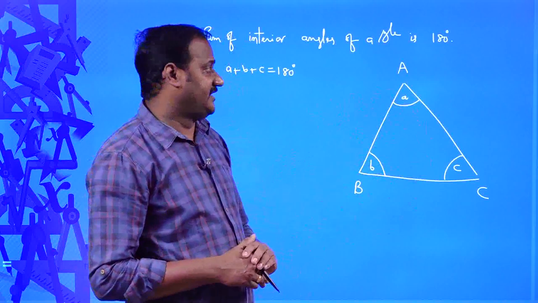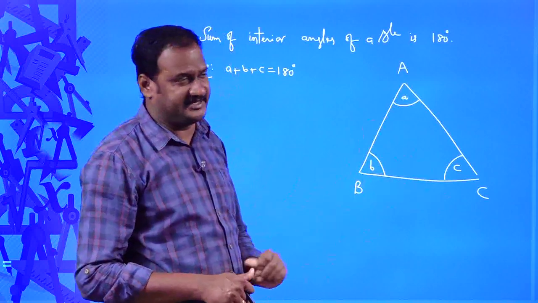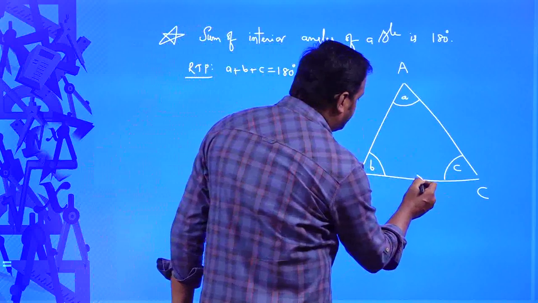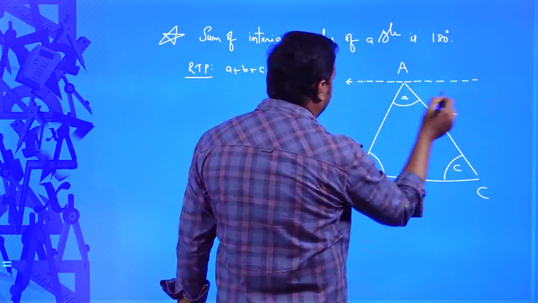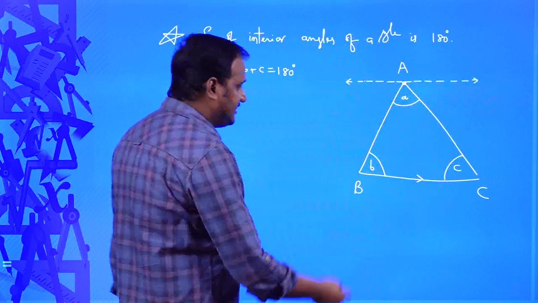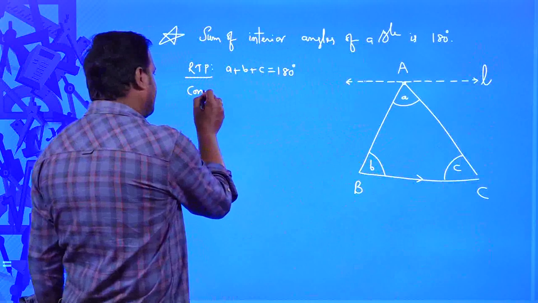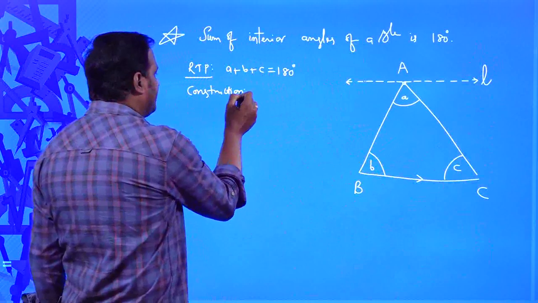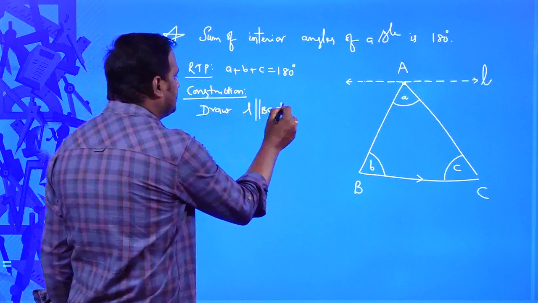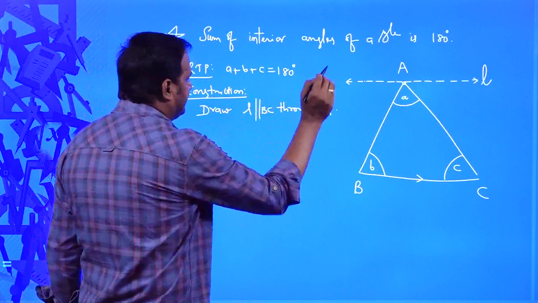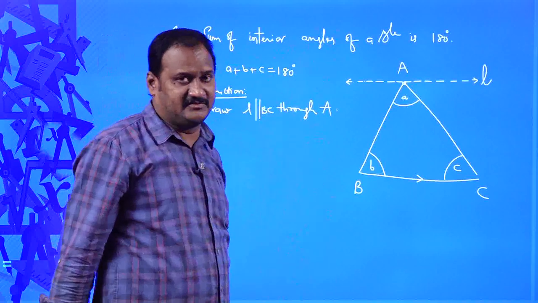So, I need a construction. I will take any one of the sides, for our convenience the side BC. And what am I going to do here? I am going to draw a line which is parallel to BC through the point A. Got it? This is my construction. Draw a line, for example L, parallel to BC through the vertex A. After drawing the line, how can I relate that line which is parallel to BC in order to find the sum of all interior angles?